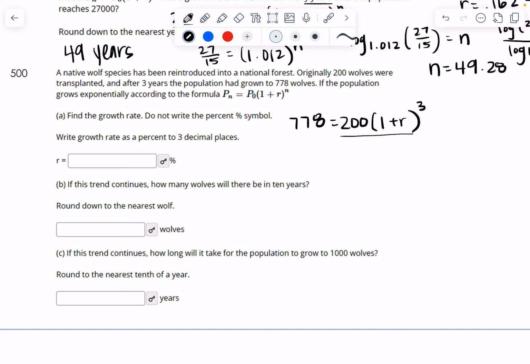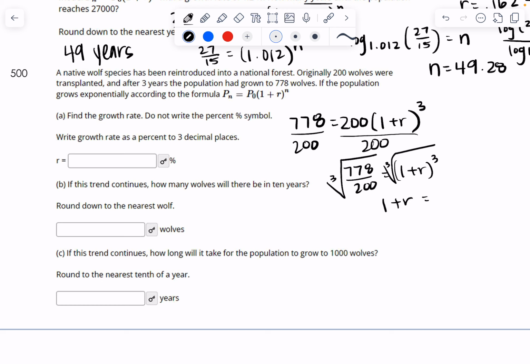And so we do the same process. We're going to divide by the initial population. We have 778 over 200 equals 1 plus r to the third power. And we do the cube root, or the third root. So 1 plus r, if I type that in my calculator, is 1.573 when we round.